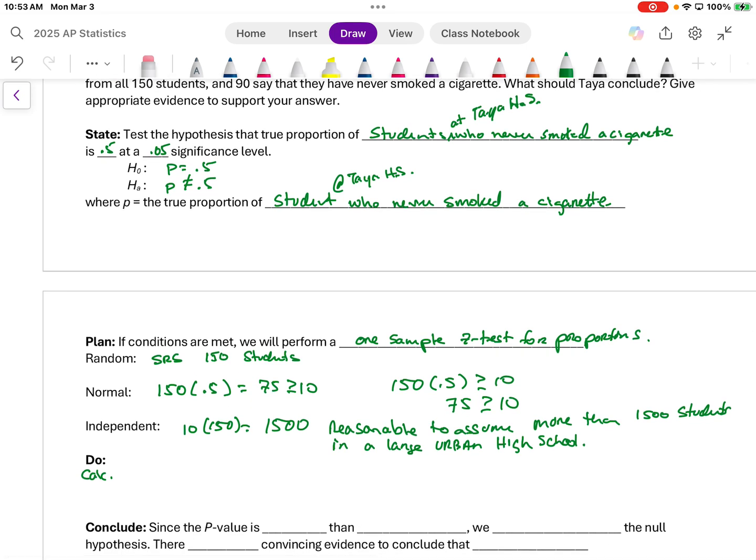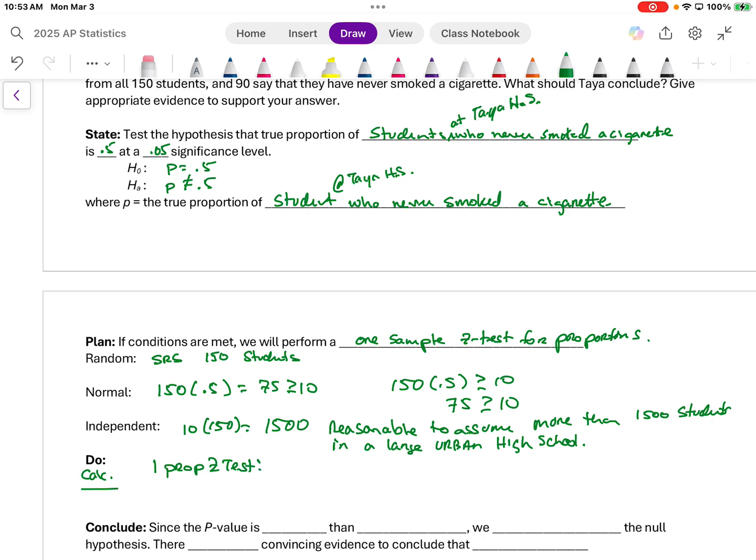So with this in mind, I'm going to show you the calculator version. Any questions so far? All right, so in the calculator, we're going to do a one prop z-test.